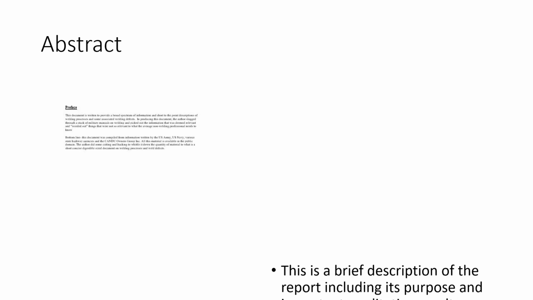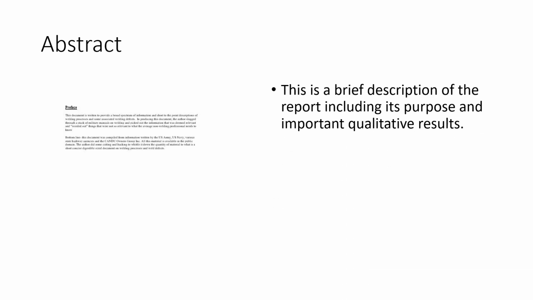And then an abstract. This is a brief description of the report, including its purpose and some important results if you have them. So you can see that it's just a brief description. I think I called this one a preface, but it's an abstract. What's this document about? You do about a paragraph or so right behind the title page. This is an abstract. This is what this document is about.